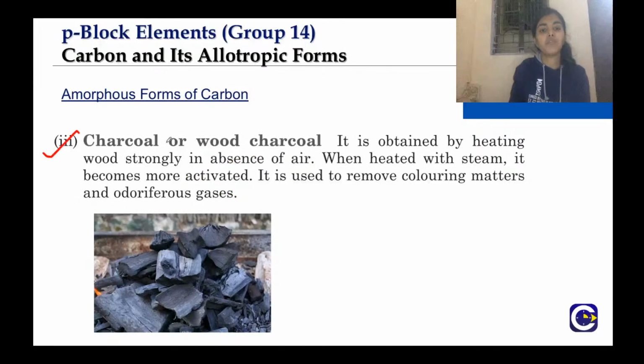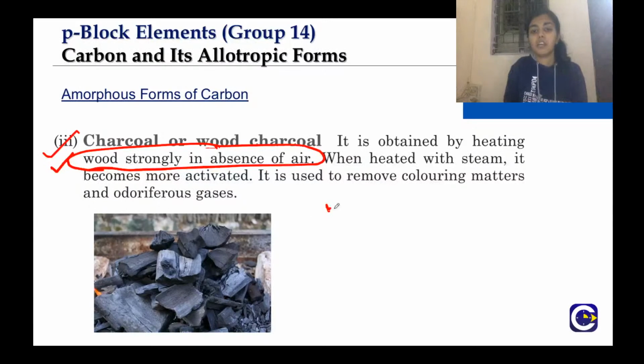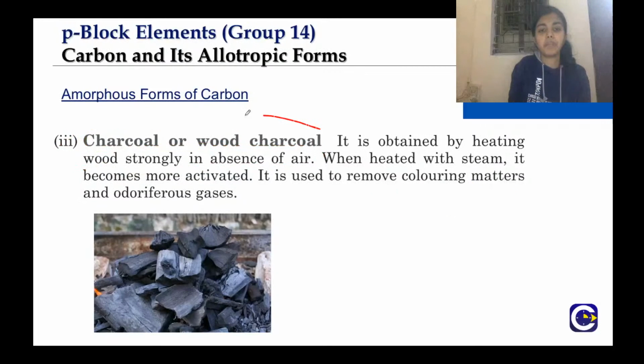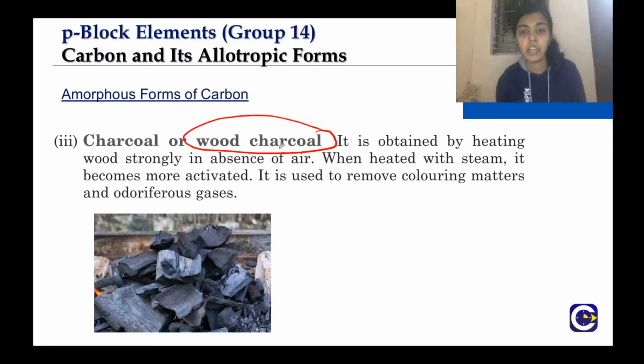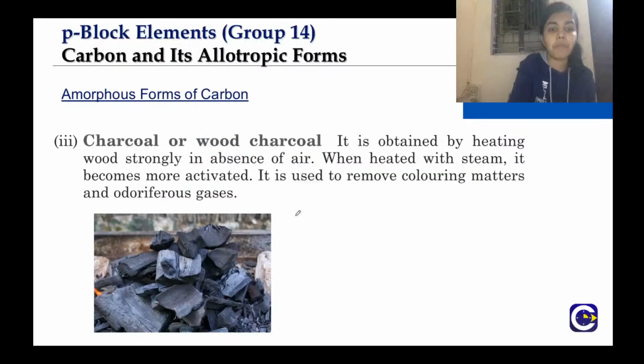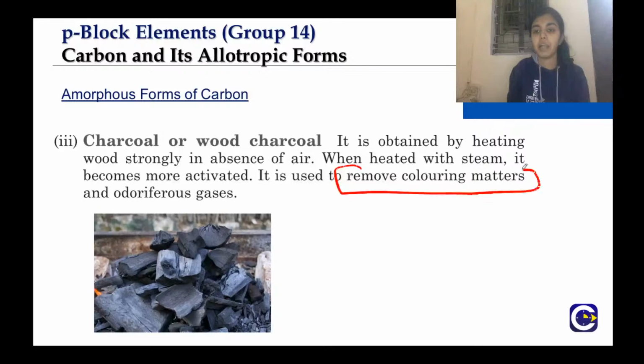Now next is charcoal or wood charcoal. It is obtained when you heat wood in absence of air. The product that you get is what? Wood charcoal, because it is made up of wood. So basically it is named wood charcoal, right? Now, when it is heated with steam, it becomes more activated. So it is used for removing coloring matters. This is important, that it is used for removing coloring matters.